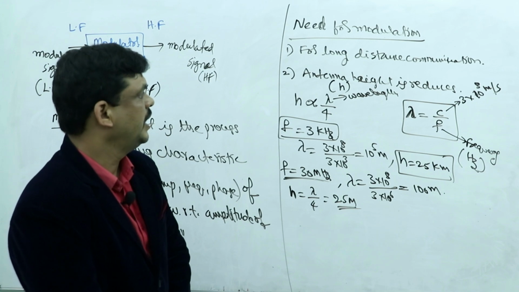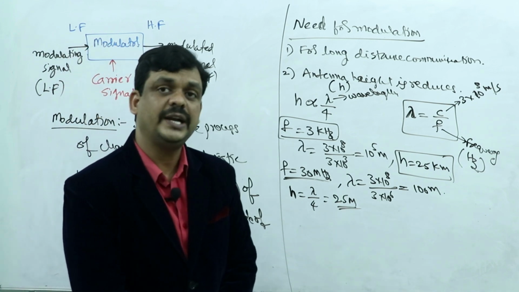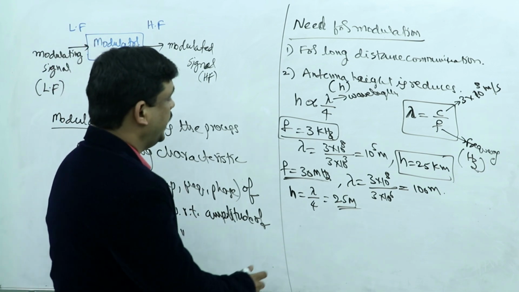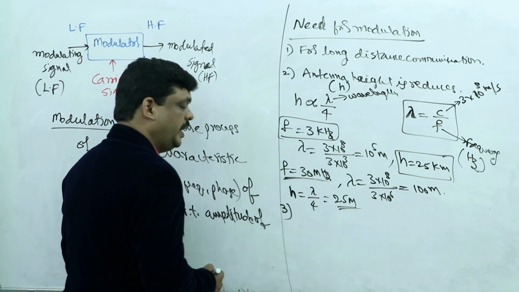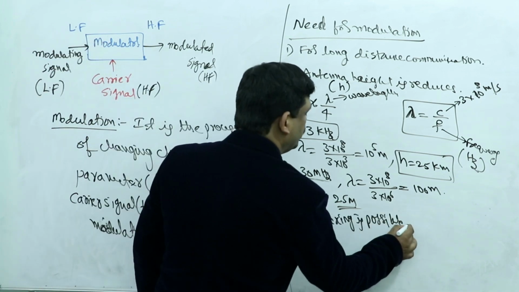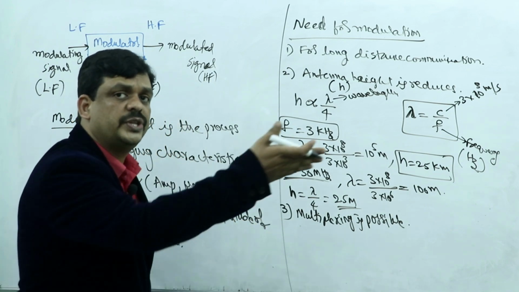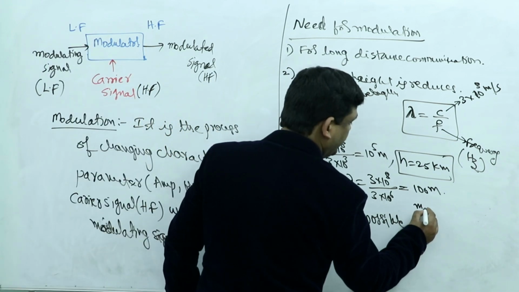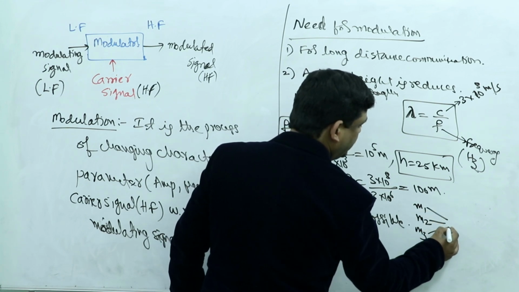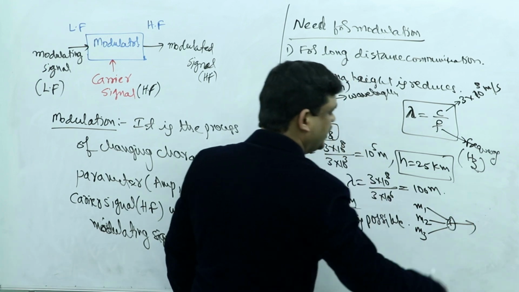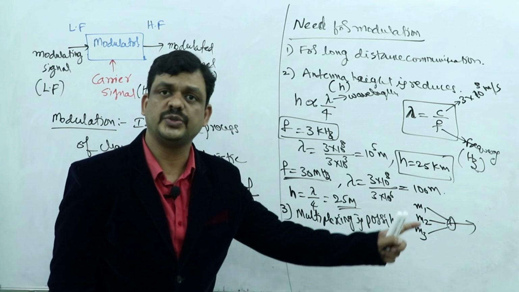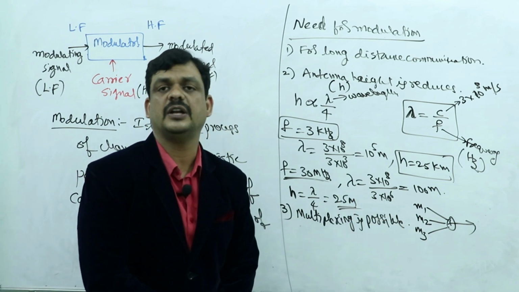This is another advantage of the modulation process: antenna height is reduced, right? And it has another advantage. That advantage is that multiplexing is possible. More than one piece of information is transmitted through a single channel. So here one information, and here another information, and here one more information. All these are transmitted through the single channel. This process is called multiplexing.